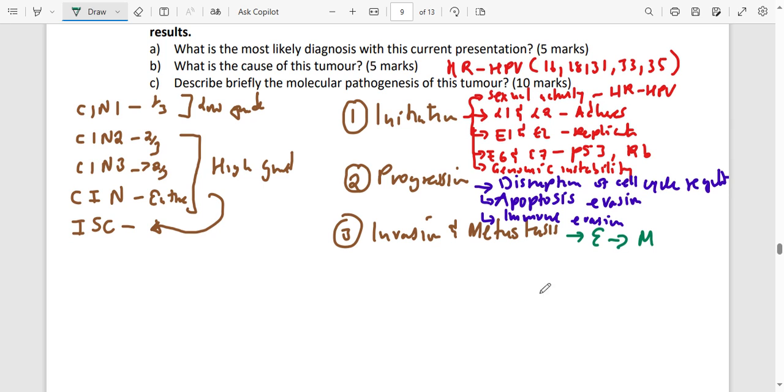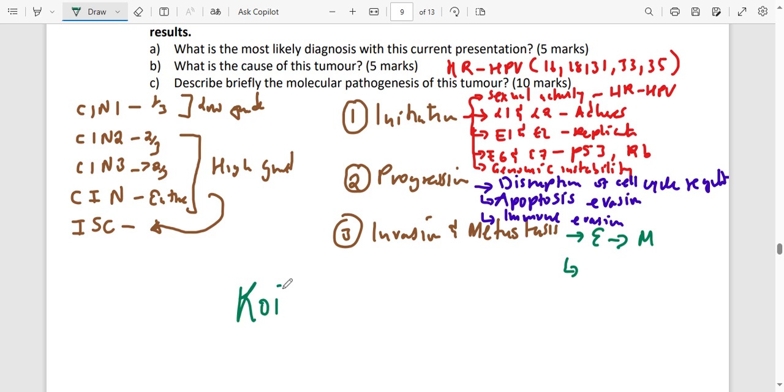The cells will continue now to invade tissue. They'll continue to invade tissue. And then some of them are going to go into the blood and the lymphatic system, and then they'll be able to spread to other regions of the body. So that is how this condition happens.